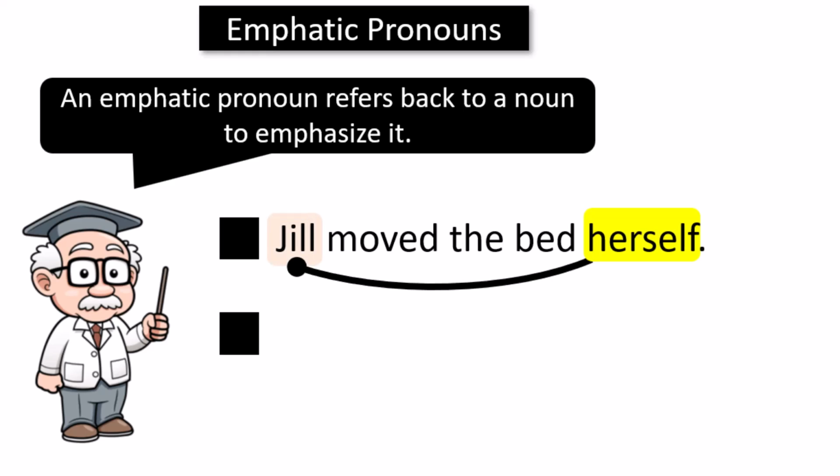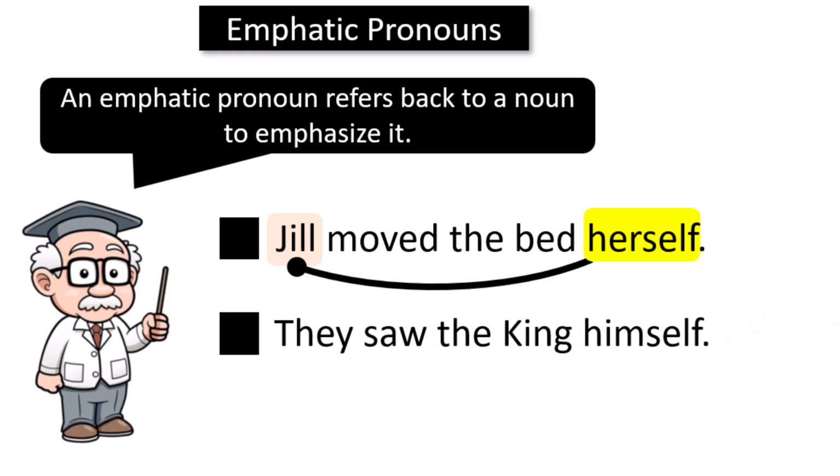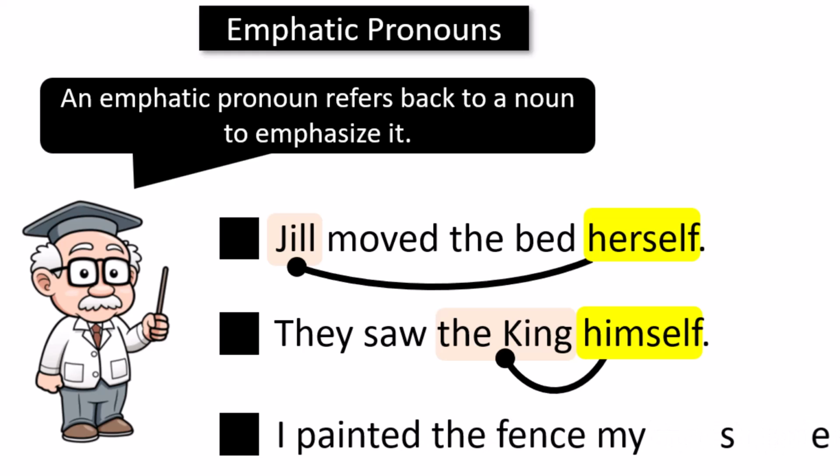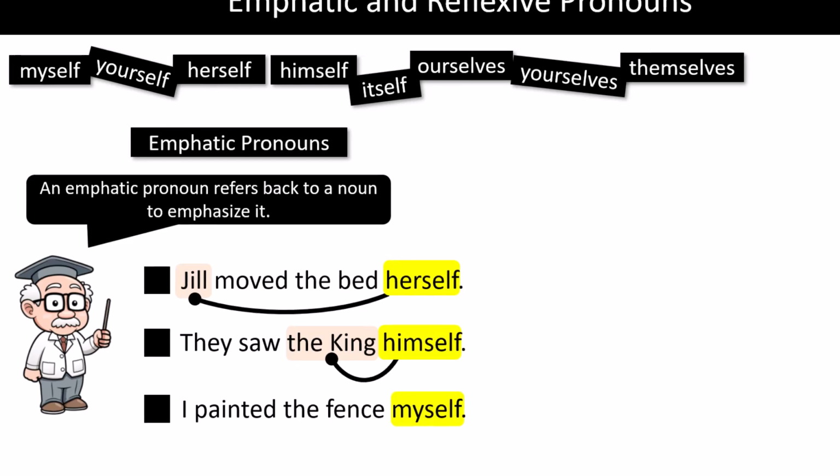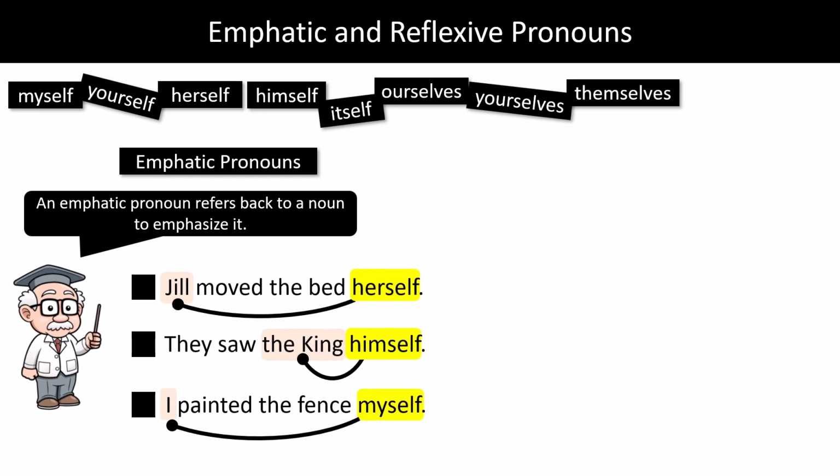Here is another example. They saw the king himself. Himself is an emphatic pronoun. It refers back to the king to emphasize the king. One more example. I painted the fence myself. The word myself is an emphatic pronoun, and it refers back to I to emphasize it.